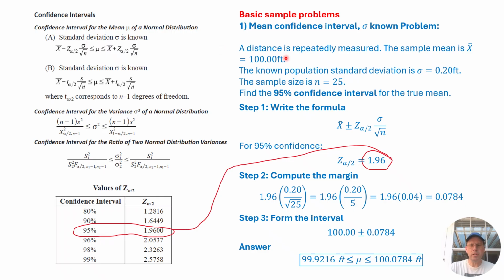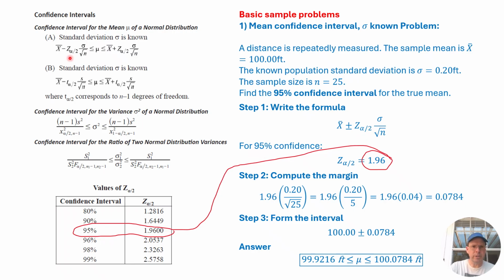Let's say a distance is repeatedly measured. The sample mean is x̄ equals 100 feet. The known population standard deviation is 0.2 feet. The sample size is 25. Find the 95% confidence interval for the true mean. And so I'm going to write down the formula right here.